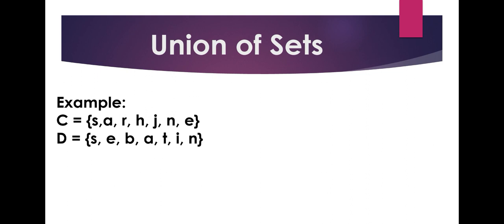So, another example, we have sa set C, we have S, A, R, H, J, and E. Sa set D ay S, E, B, A, T, I, N. So, again, union of sets, i-combine lang daw natin. Okay, again, nagka-typo ulit ako dito. Dapat ay pa letter U yon since union yung pinag-uusapan. Okay, so, combine natin yung mga letters. So, letter S, A, R, H, J, N, E, B, T, and I.